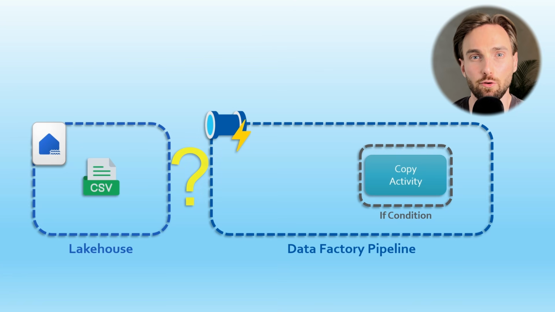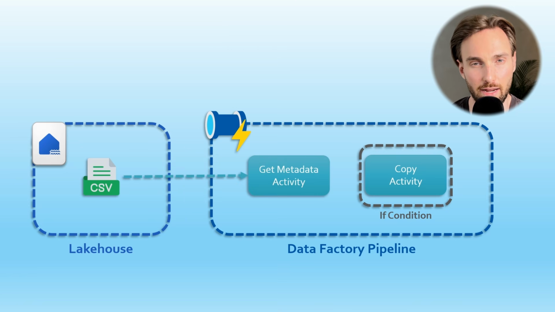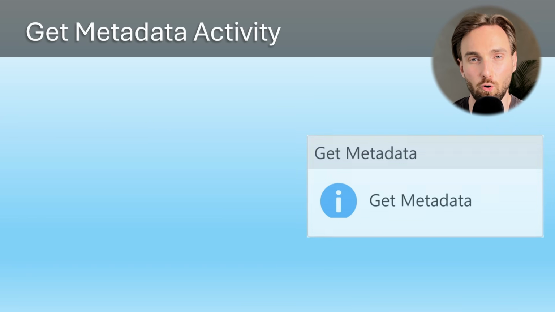Of course, we can use the get metadata activity in the data pipeline and fetch the last modified timestamp of the CSV file, and then we have the logic in our if condition to only run the copy activity if the CSV file has been modified in the last 24 hours. Now let's digest this get metadata activity in a bit more detail.